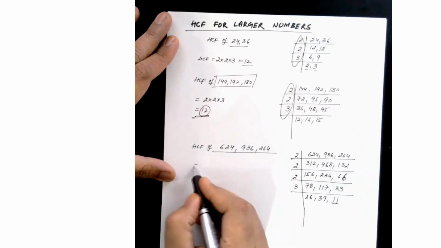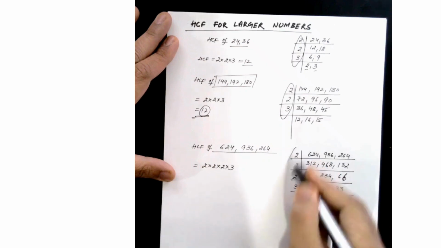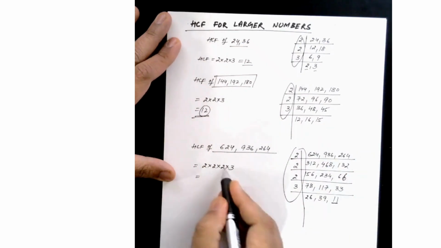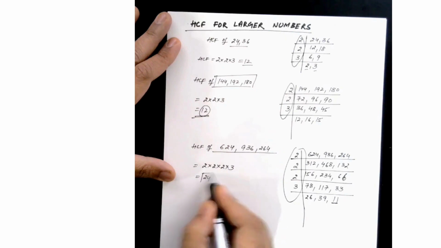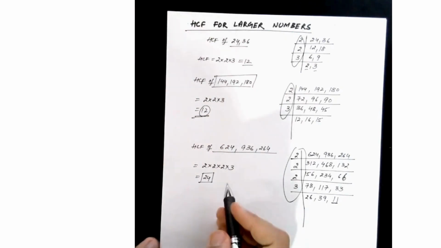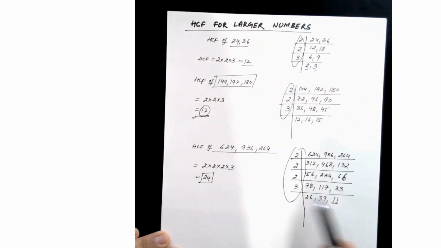So the HCF is 2 into 2 into 2 into 3 from all these prime factors. So this is 24. So you can clearly see, using this method you can find the HCF of larger numbers or more than 2 numbers in a better, easier way, as compared to the prime factorization method or the continued division method.